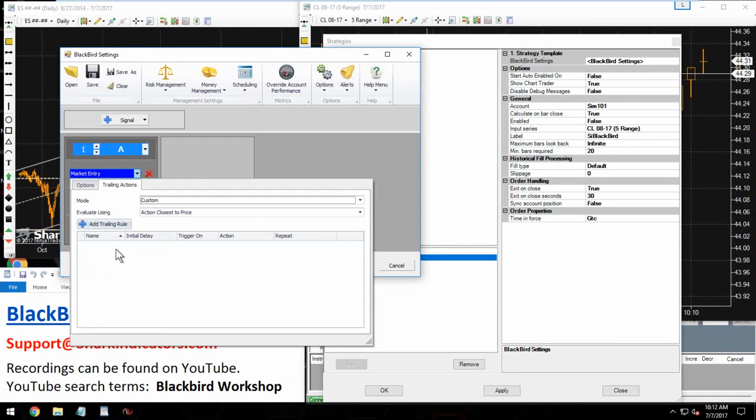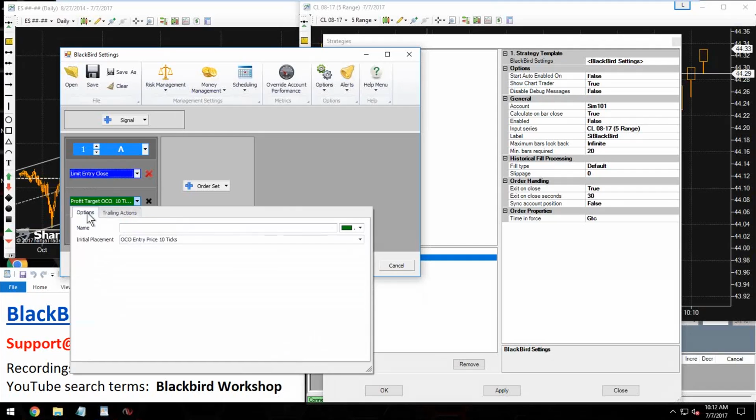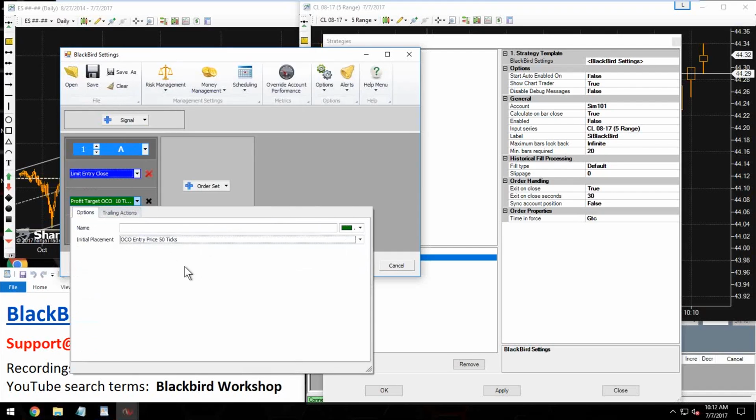Well, you could move your limit order to try and get it closer and closer to price so you can get your order picked up, right? So your entry orders can trail, and even your profit targets have trailing capability here. I just set up a simple 10 tick profit target, but a practical example would be, let's say you've got a third profit target that's way out there at 50 ticks.